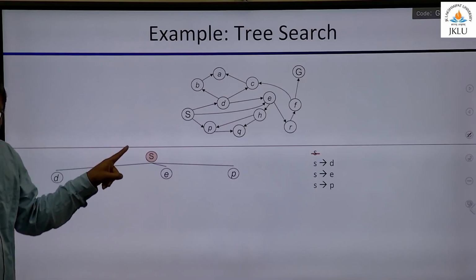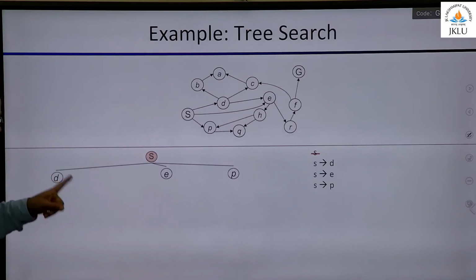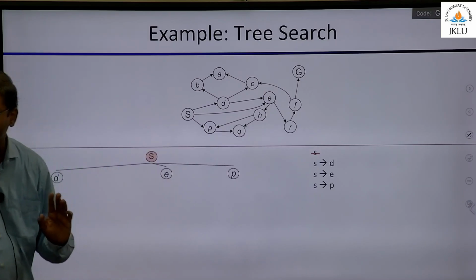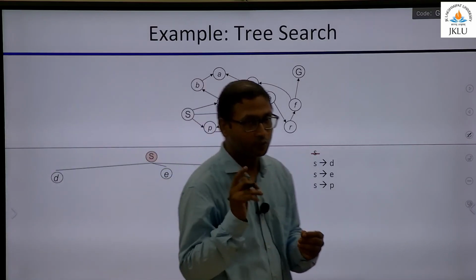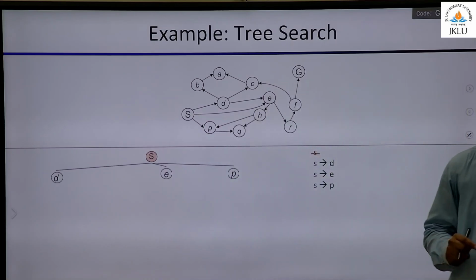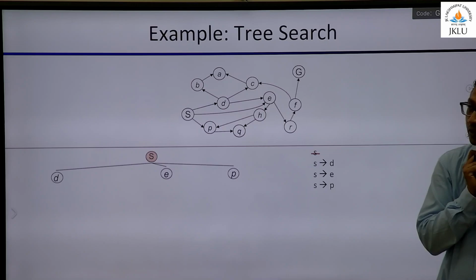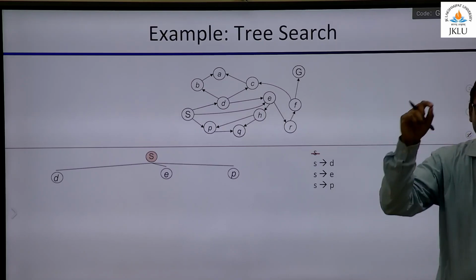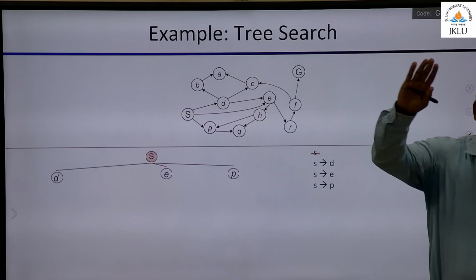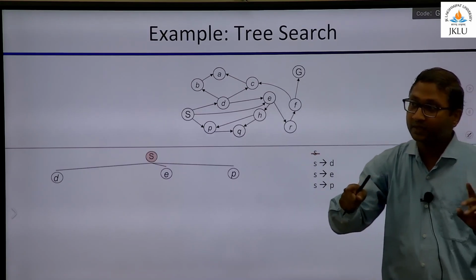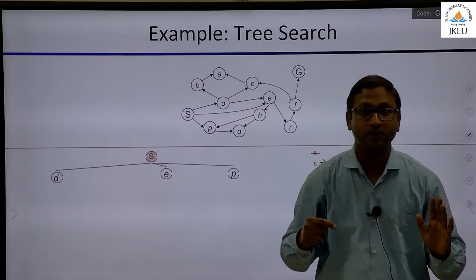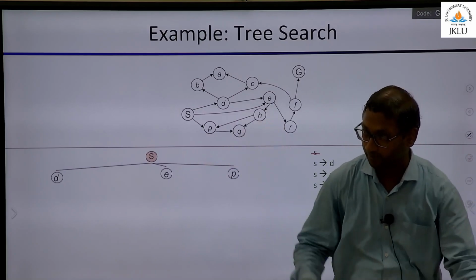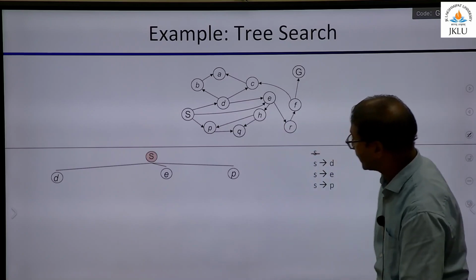Initially, S was in my fringe, I expanded S, I got D, E, P, and now my question is which one to expand. Firstly, you have to get this clear in your mind, there is nothing inherently wrong to say I can expand anything. But the moment you can expand anything, you get into a mess. How to manage that mess will become a problem, right? So we are looking to manage this mess.